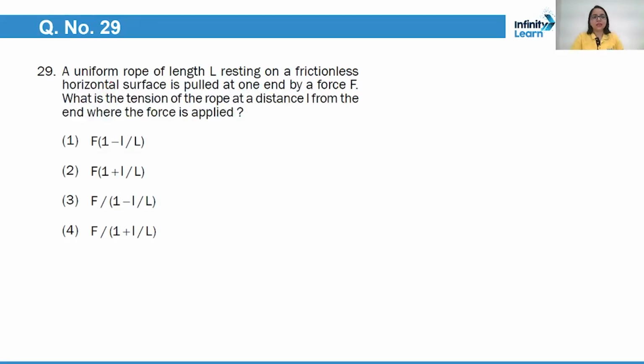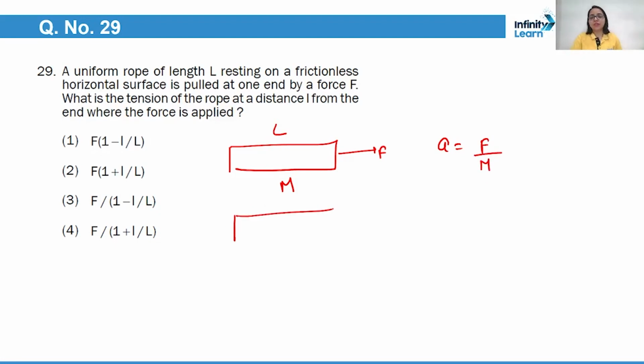Question number 29. A uniform rope of length L resting on a frictionless horizontal surface is pulled at one end by a force F. So let's say the mass of the rope is m. So acceleration of the rope is F upon m, right? We need to find the tension at a distance small l from the point of application of the force.